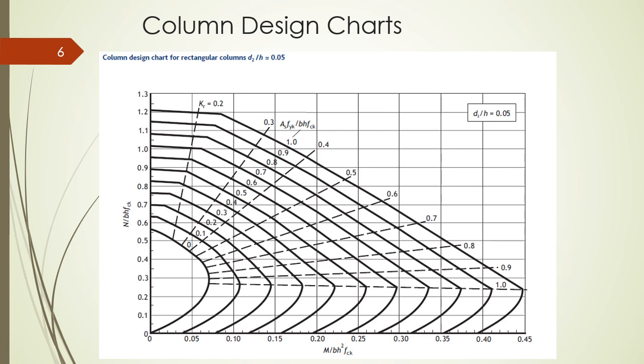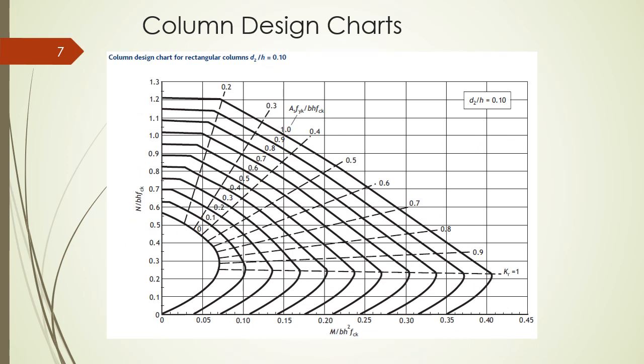In the design of columns, we usually use design charts which have one key parameter that changes, which is the ratio of d2 over h. In these graphs, on the y-axis we have the axial load N over b h fck, and on the x-axis we have M, which is the moment applied over b h squared fck. In the next chart, we will see how the d2 over h changes, from 0.05 to the next one, which is now 0.10. Then we still have N over b h fck on the y-axis and M over b h squared fck on the x-axis.